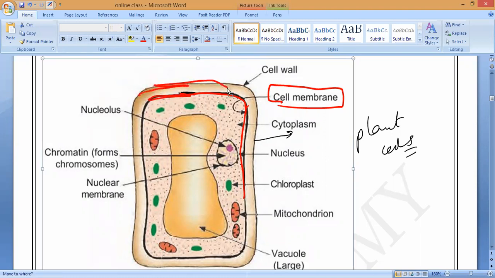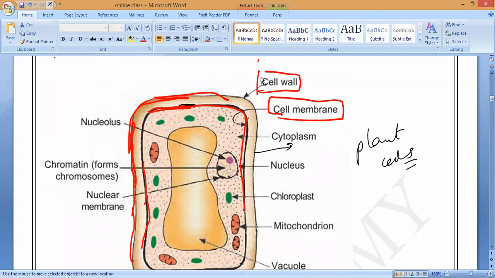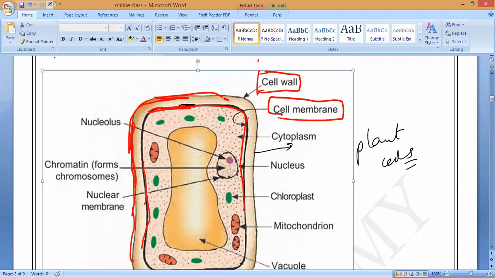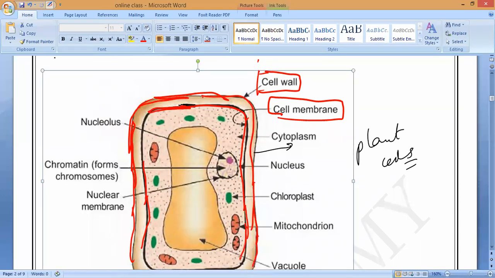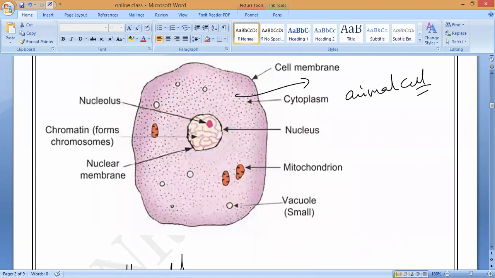Do you notice it? One more layer we have. What should we call it? This outer part is called the cell wall. Is this cell wall present only in the plant cell or the animal cell? Only in the plant cell. That is what you have to remember. The animal cell does not contain this cell wall. Understand, all of you? So you can observe here, there is no such layer.